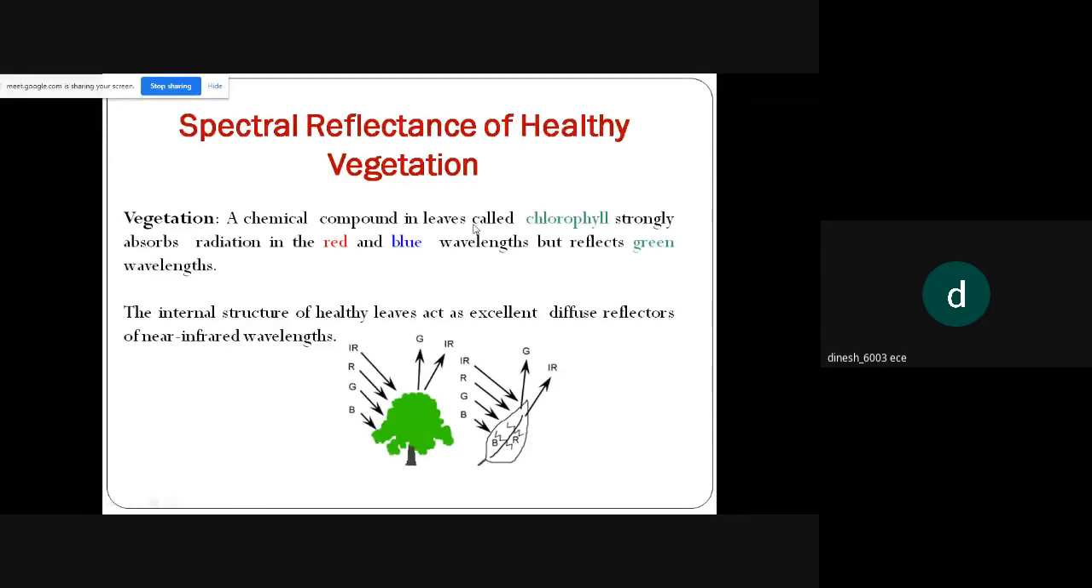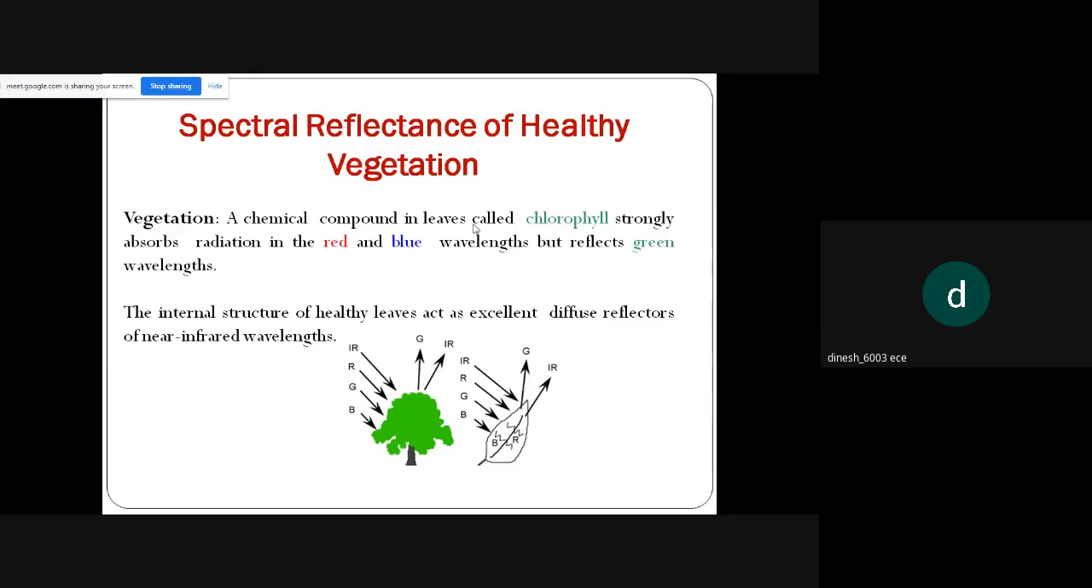The spectral reflectance of good and healthy vegetation is dependent upon the color green. In leaves, we have a chemical compound called chlorophyll, which strongly absorbs the red and blue wavelengths, but reflects the green wavelengths. The internal structure of healthy leaves acts as an excellent diffuse reflector for near infrared wavelengths. You can see that a leaf, a tree is there, and electromagnetic radiation falls on it. The red and blue is absorbed by the leafy structures, whereas green is reflected. Depending upon this, we can identify whether there is good vegetation, bad vegetation or dry vegetation in that particular location.